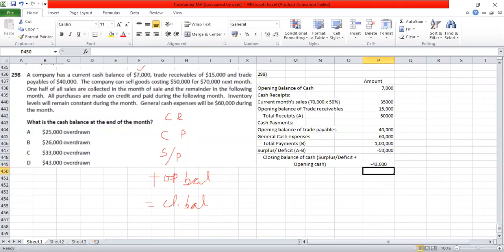We still see that there is a negative balance of 43,000. So they still require 43,000. Then arrangement to that extent will be made. That is, they will arrange for a short-term loan of 43,000. So that's how cash budget is prepared.